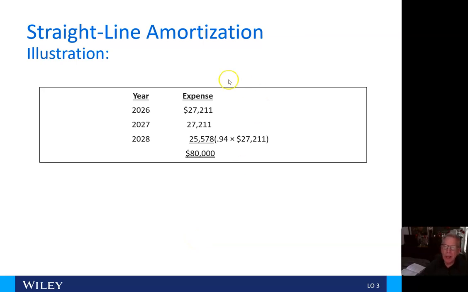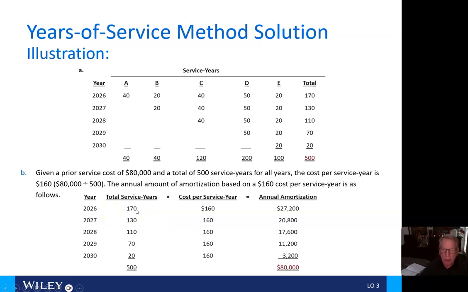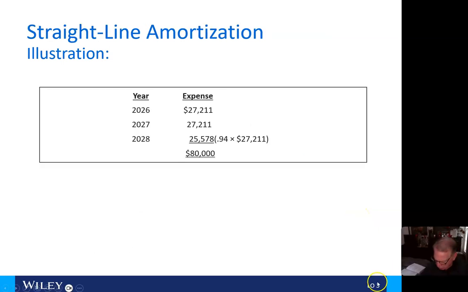I realized that perhaps it was unclear how the 27,211 was calculated. That is going to be the 500 service lives, which you see here, divided by the total number of people, 170. That gives me 2.94. And then if I take 2.94 and divide it into $80,000, I get 27,211 here.